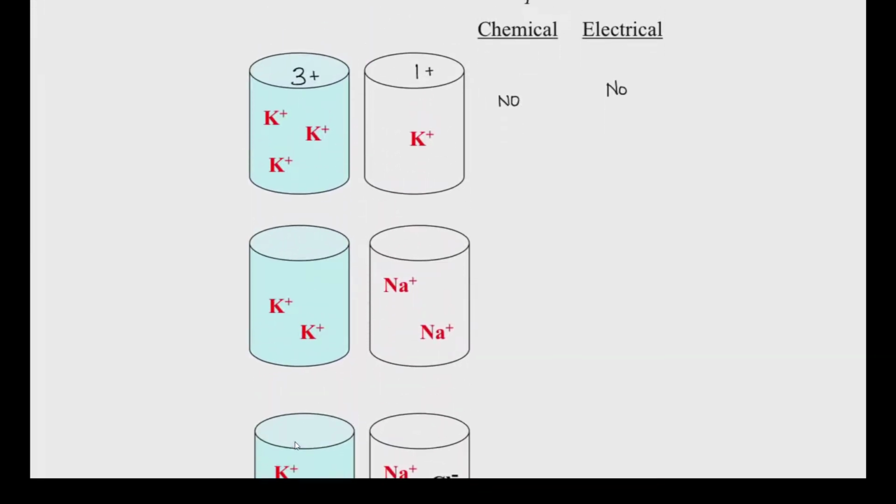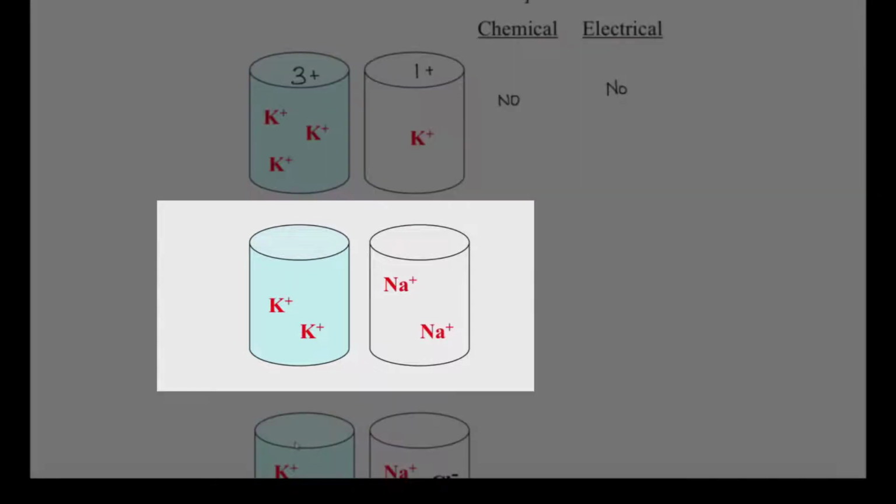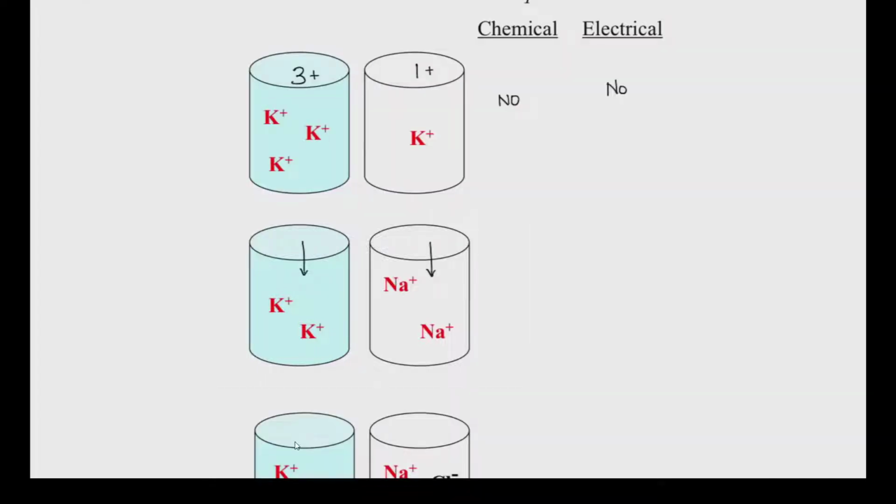Let's take a look at this example. Here, I have a blue beaker with 2 potassiums and a white beaker with 2 sodiums. Those are not chemically the same. So these are not in chemical equilibrium, but they are in electrical equilibrium, because here I have a +2 and here I also have a +2. So the answer to the other question is yes.